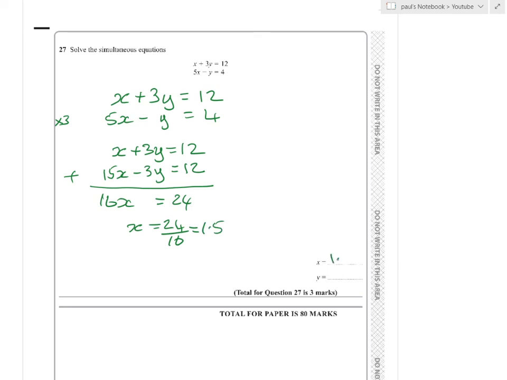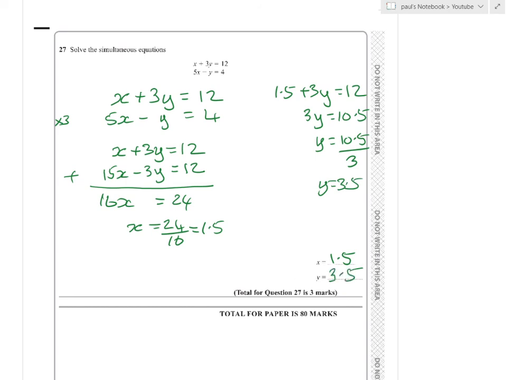24 divided by 16 equals 1.5. x equals 1.5. Now, substitute that into one of these. I'm going to do 1.5 plus 3y equals 12. So 3y will equal 10.5. So y equals 10.5 divided by 3. 3.5 or something. 10.5 divided by 3 is 3.5. So y equals 3.5.